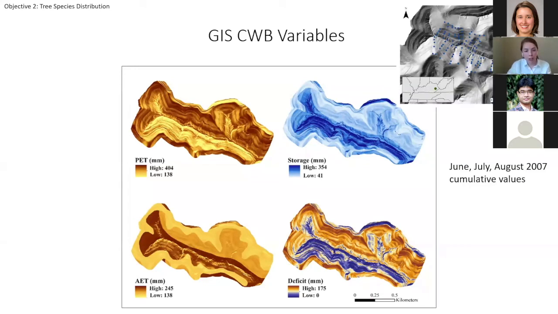And so once again, we extract the values of those 100 plots, and we were using a focal mean to reflect that larger plot area.